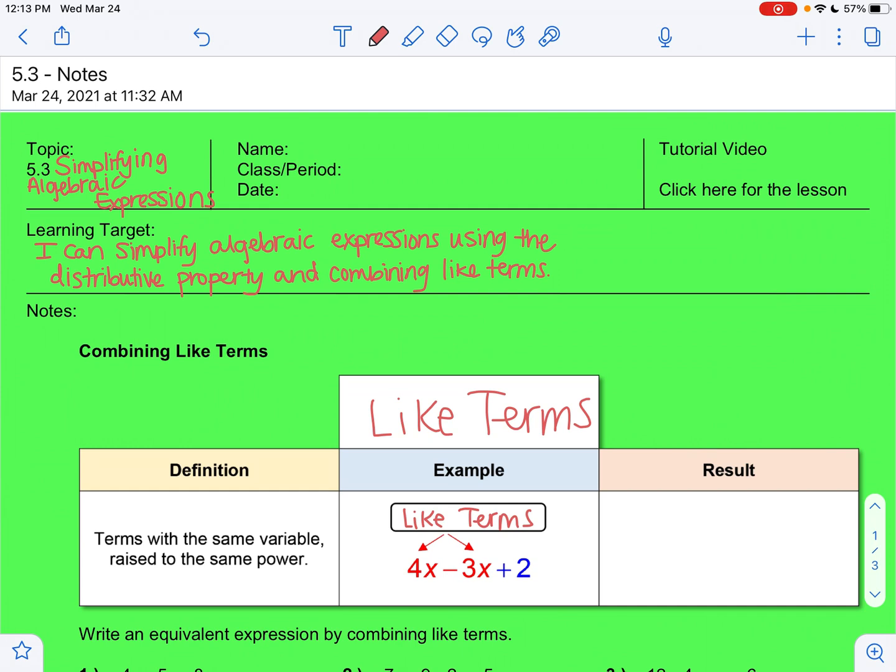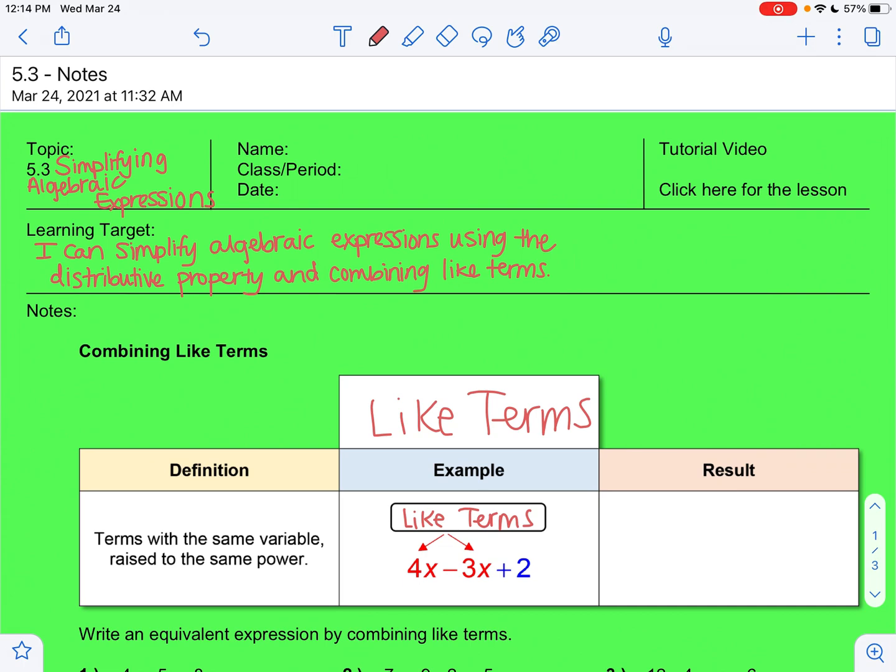Today we're going to move on in Unit 5 to Lesson 3, which is all about simplifying algebraic expressions. Our learning target is: I can simplify algebraic expressions using the distributive property and combining like terms. So let's go ahead and practice some of these.